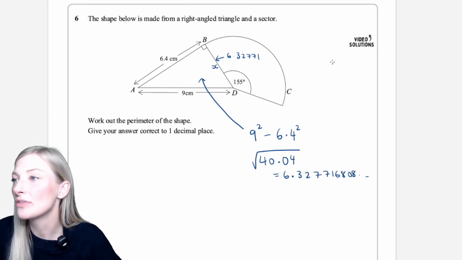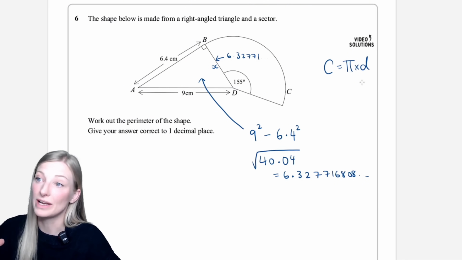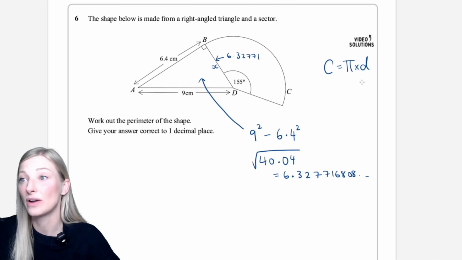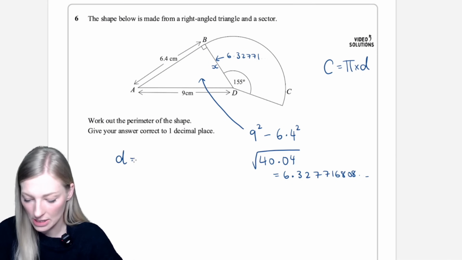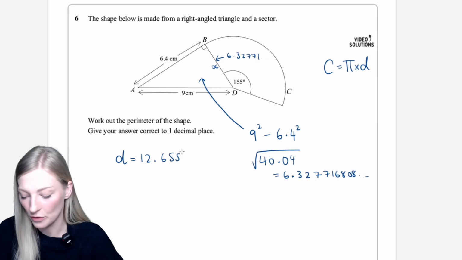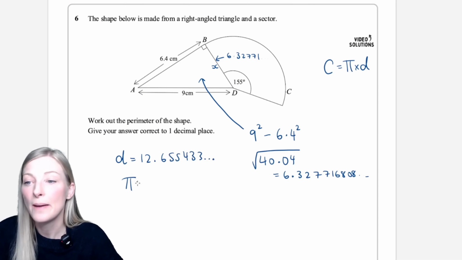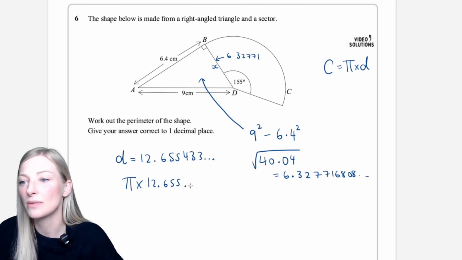Now, in order to work out the circumference of the circle, I need to do pi times diameter. And the diameter would be all the way across the circle. Now, I've only got the radius at the minute because I've only got the line that goes from the middle to the edge. So I'm actually going to double that. So the diameter is 12.655433. And then I'm going to do pi multiplied by 12.655 in order to get the whole circumference.